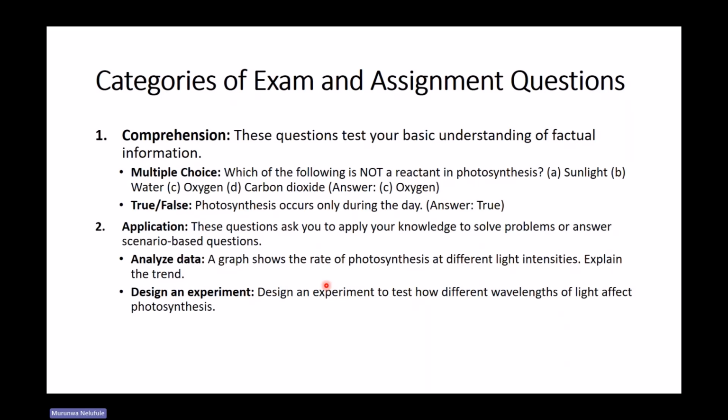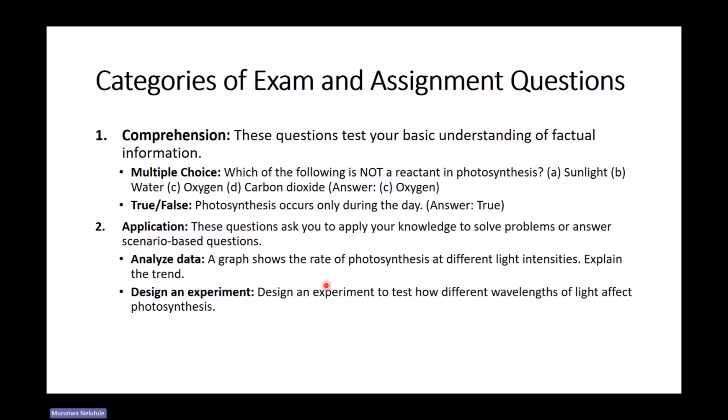This question tests your basic understanding of factual information. There will be a question such as multiple choice, for example, which of the following is not a reactant in photosynthesis, which is A, sunlight, B, water, C, oxygen, or D, carbon dioxide. I'm not going to waste time by asking you this, but the answer will be C. And the other question of the multiple choice will also include true or false. You know, they are part of comprehension questions, where you will be expected to say photosynthesis occurs during the day, and you say that's true.